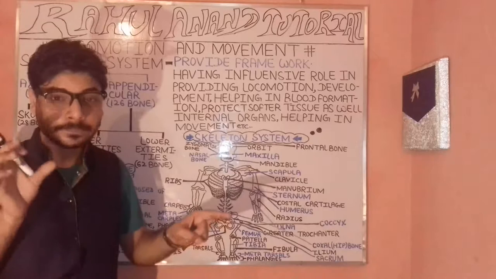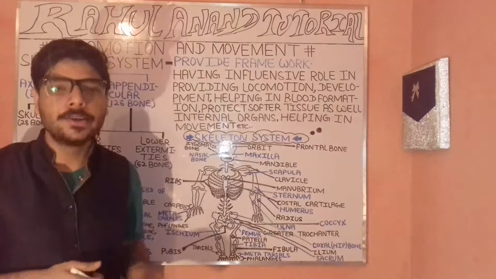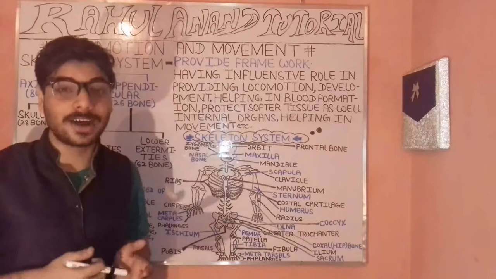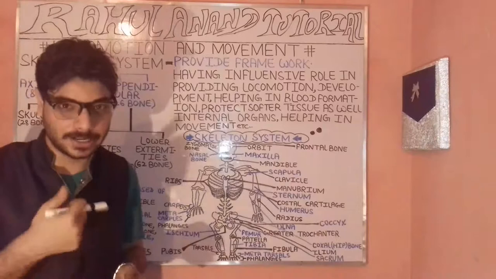So remember the formula, by the help of which you can remember these: 12, 8, 5, 5. So from 1 to 12, you will have the cervical, then the thoracic, then the lumbar, then the sacrum. In the last, we will have the coccygeal region, with reference to the number 1, 8.